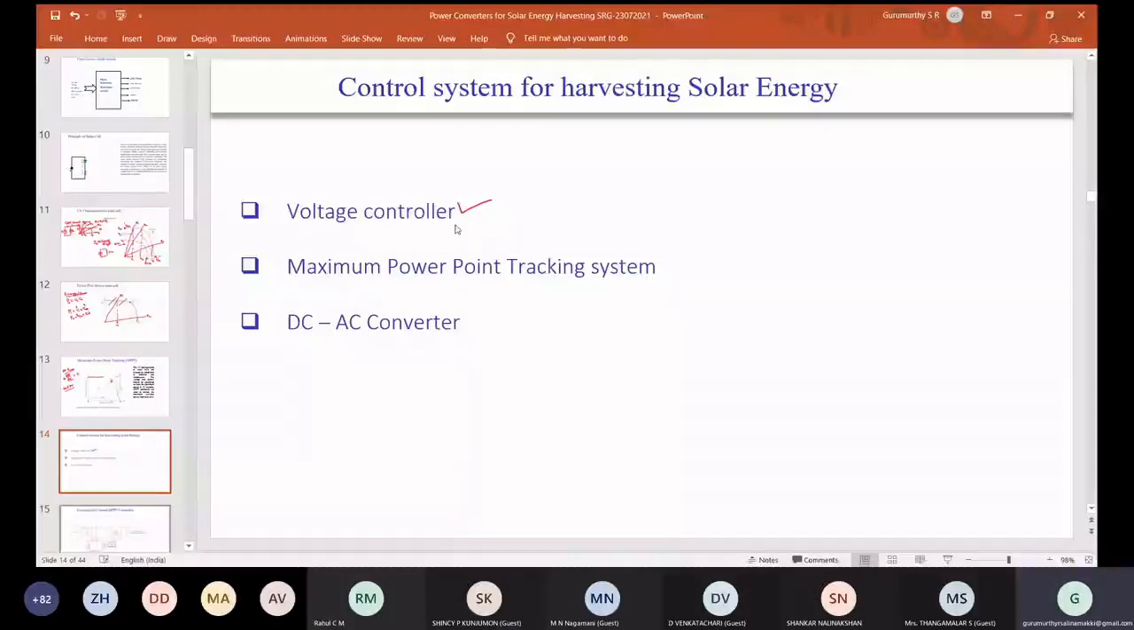Next, a maximum power point tracking system is required, because we have to extract as much energy as possible. Next, we are going to get DC in this system. Suppose we have an AC load, then we need a DC to AC converter. This is nothing but an inverter. These are the basic control systems needed for the energy harvesting system.